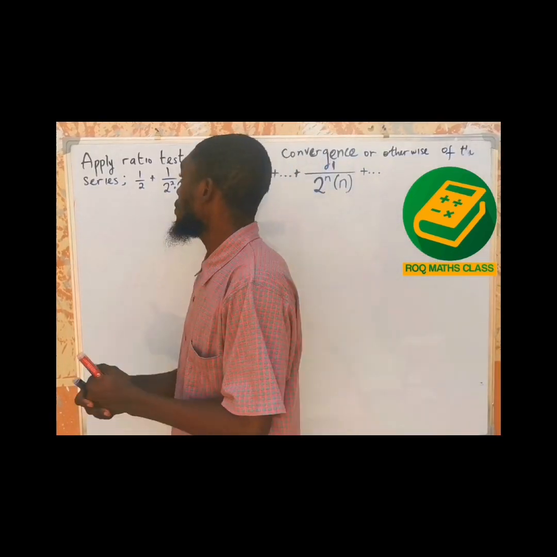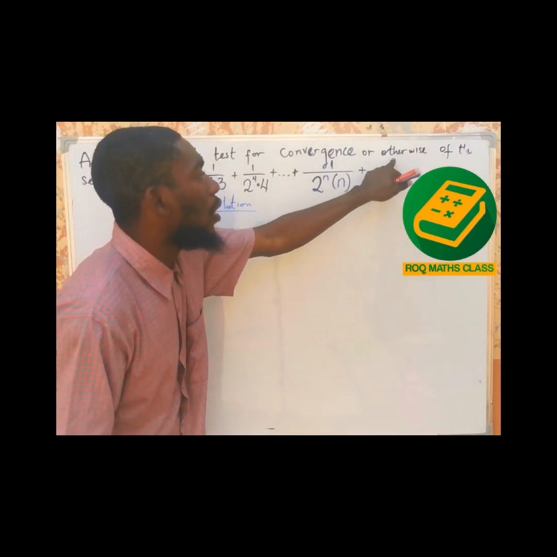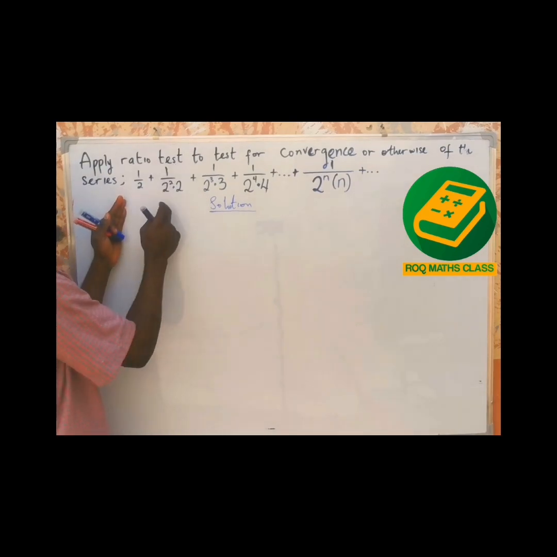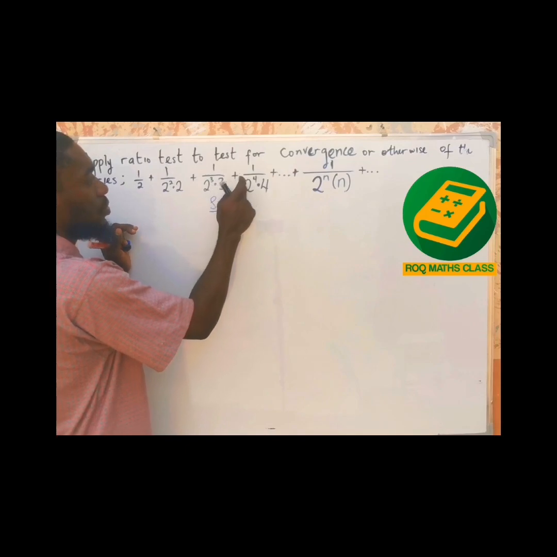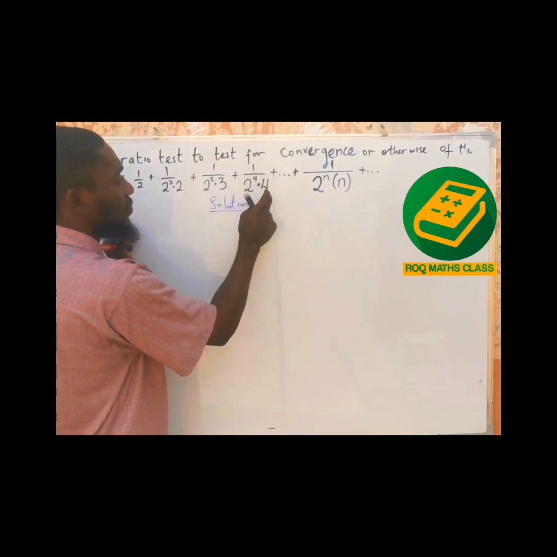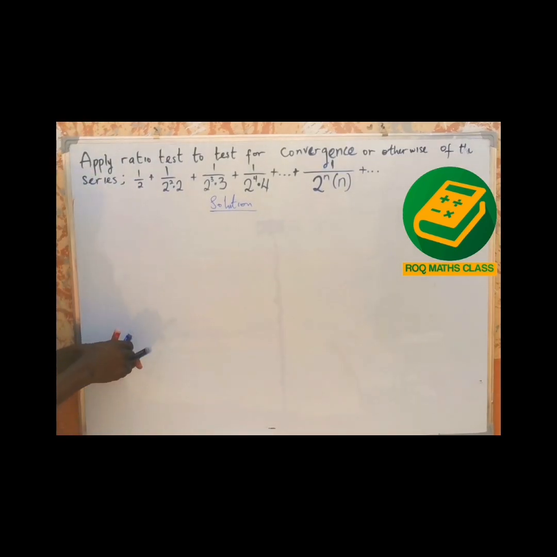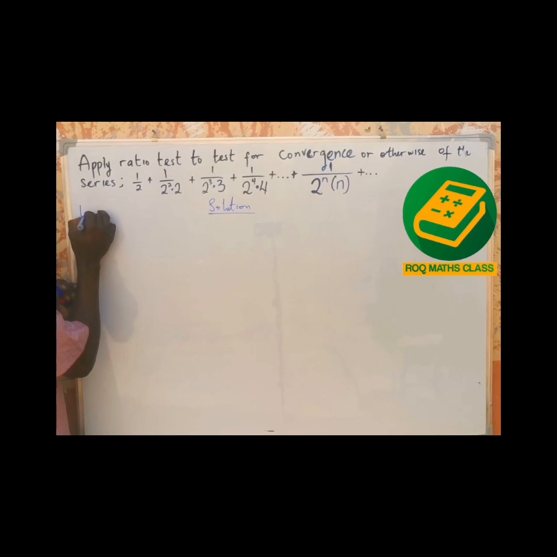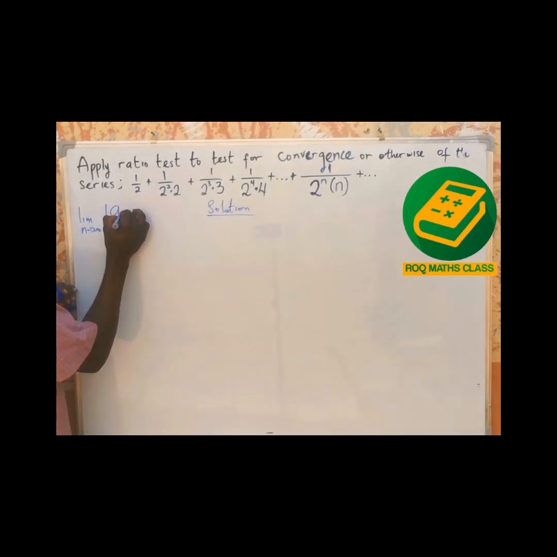In this tutorial, apply the ratio test to test for convergence or otherwise of this series. We have 1 over 2 plus 1 over 2 squared times 2 plus 1 over 2 cubed times 3 plus 1 over 2 to the power of 4 times 4 plus, till we have our nth term. Now, if you can recall, the limit as n approaches infinity of |a_(n+1) over a_n|.